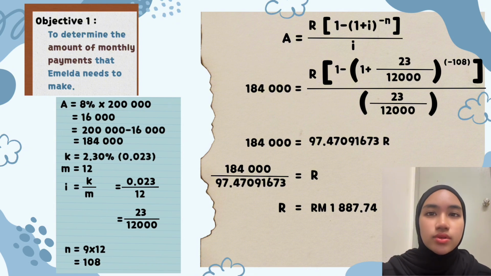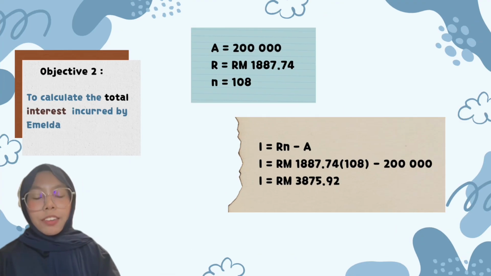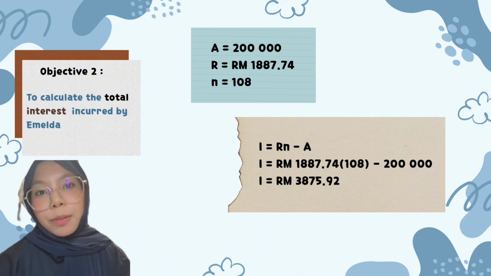184,000 equals 97.4709163 R, and 184,000 divided by 97.4709163 equals R. So the final answer is R equals RM 1,887.74. The second objective is to calculate the total interest incurred by Imelda.